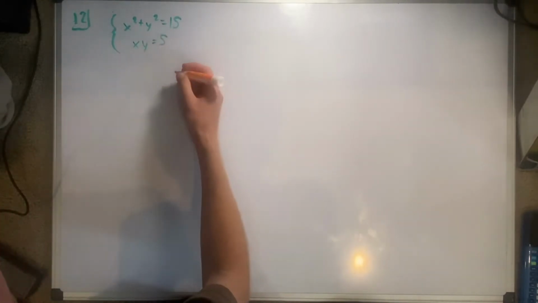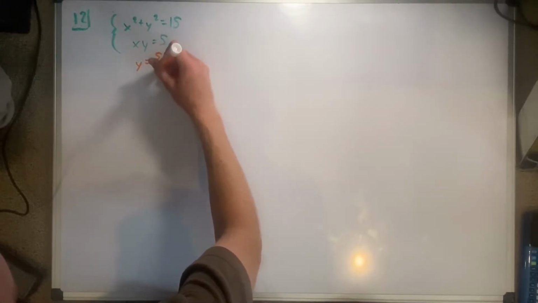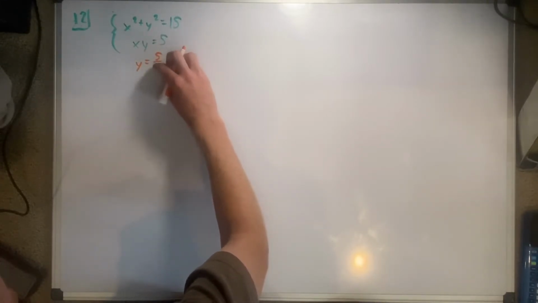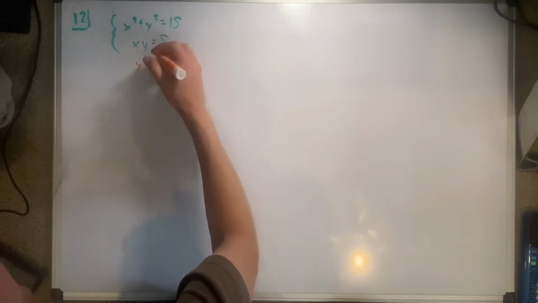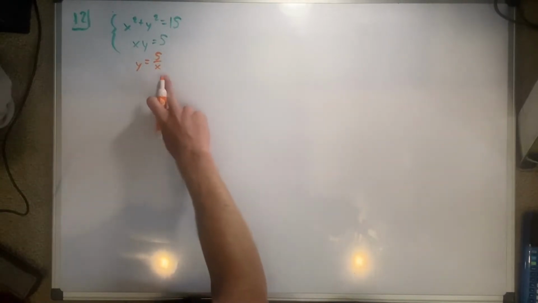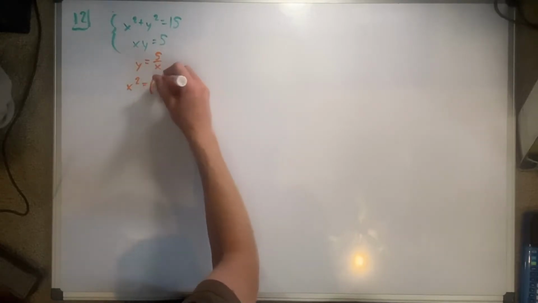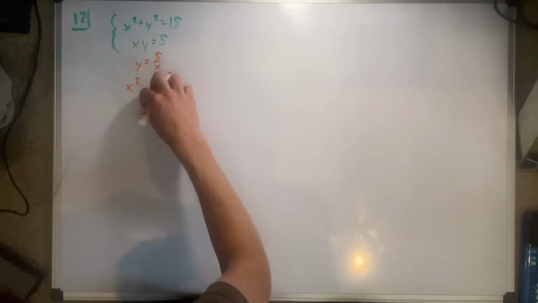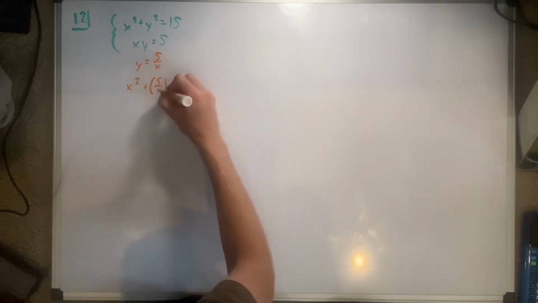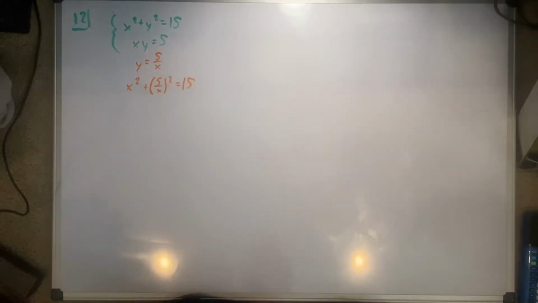This bottom equation is also equal to y is equal to 5 over x. By dividing both sides by x, we can get that there. Substitute this answer in for the y up top. X squared plus 5 over x squared is equal to 15. And then we can solve for our x.